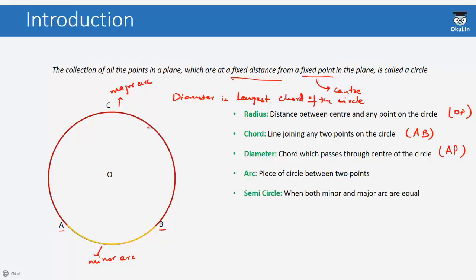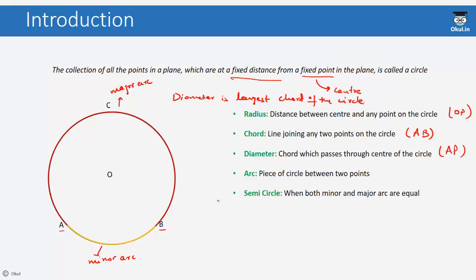When both these minor and major arcs are equal. Now there can be a condition in which the length of the major arc and the minor arc are equal. That is, we will not be able to term it as major or minor, and at that point we can say that the arc so formed is called the semicircle. So when the arcs are of equal length, that is called the semicircle. So we can say that half of the circle is called the semicircle.